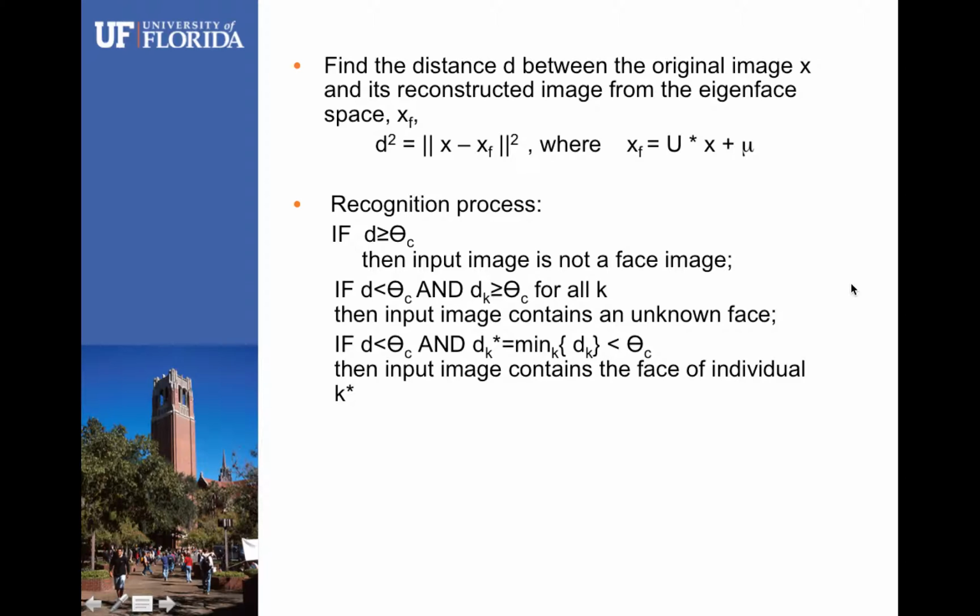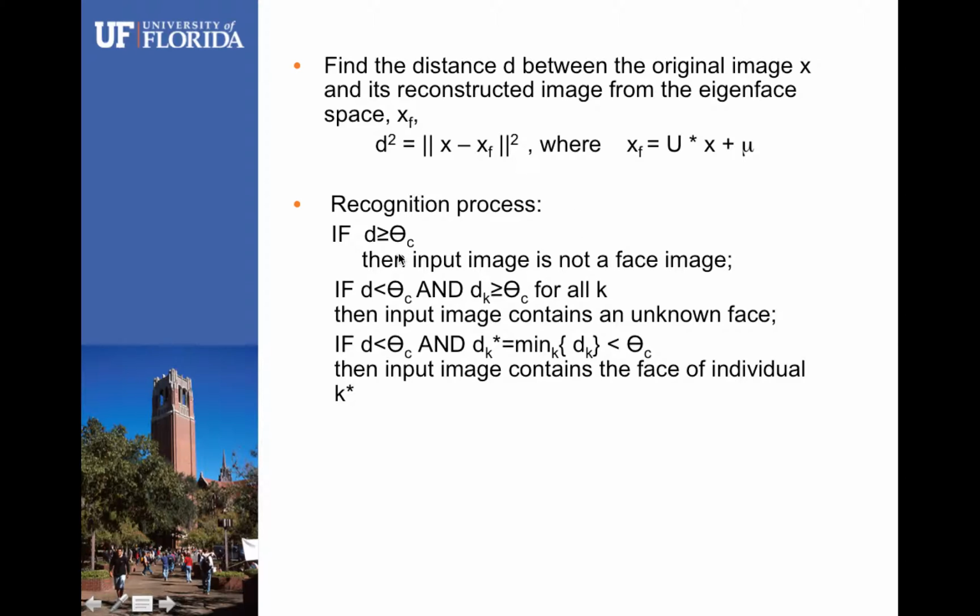Next, we need to find the distance between the original image X and its reconstructed image from the eigenface space, X_f. D squared equals the norm of X minus X_f, squared, where X_f is this. Here phi is the average face, and this is the projection of the test image. And then we can do the recognition.